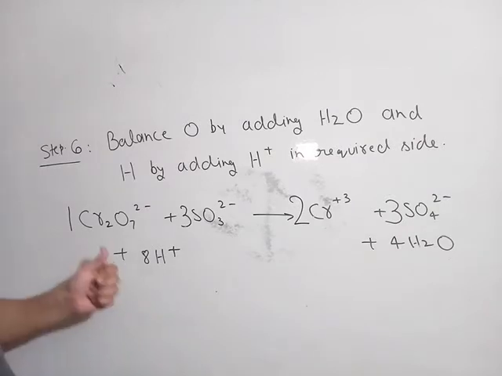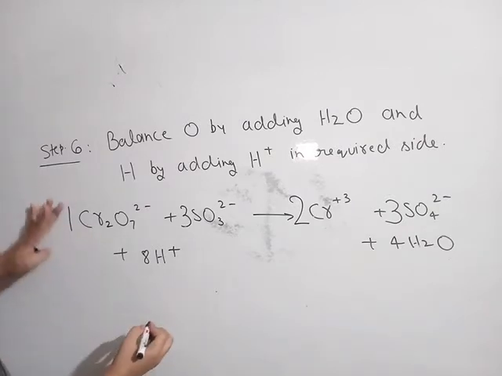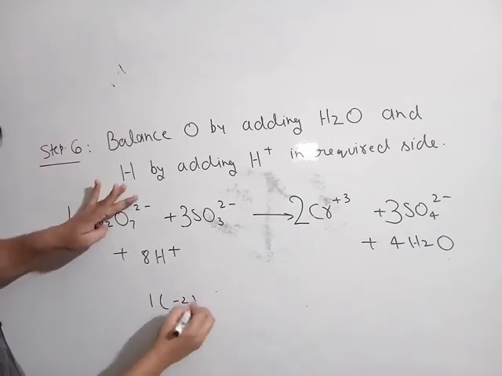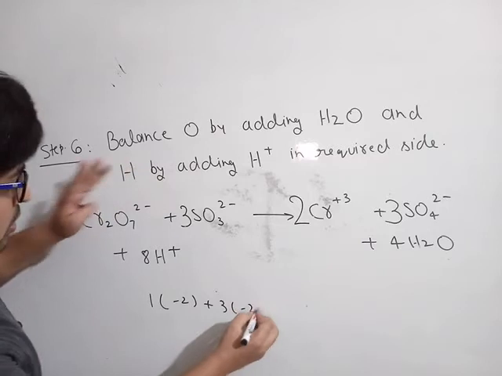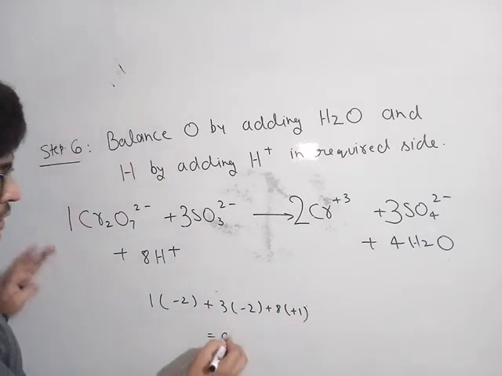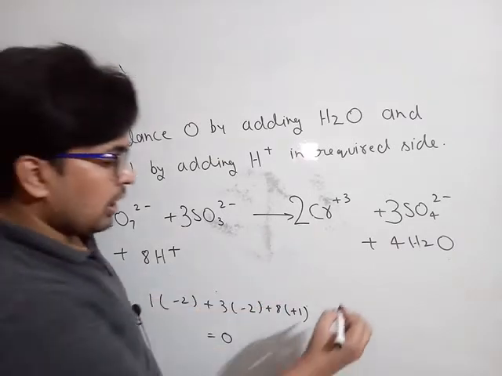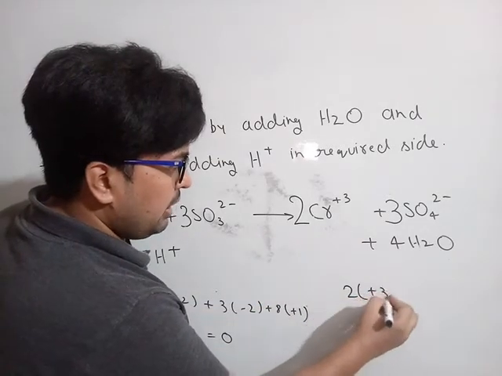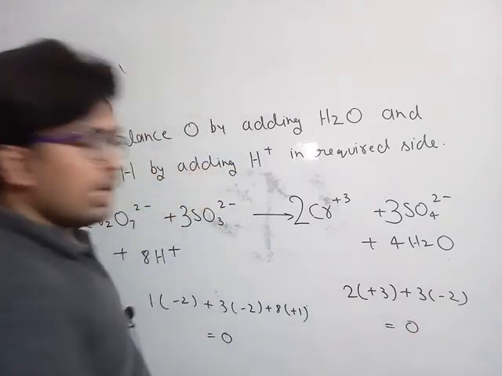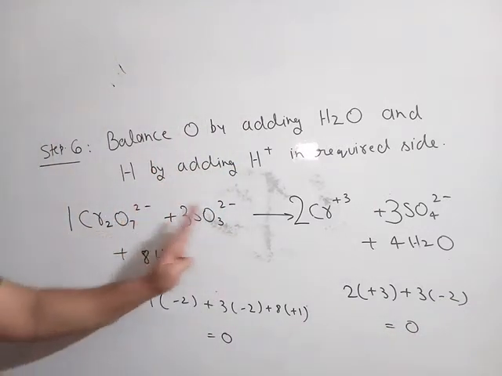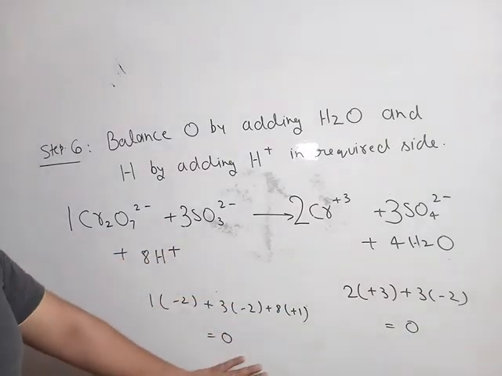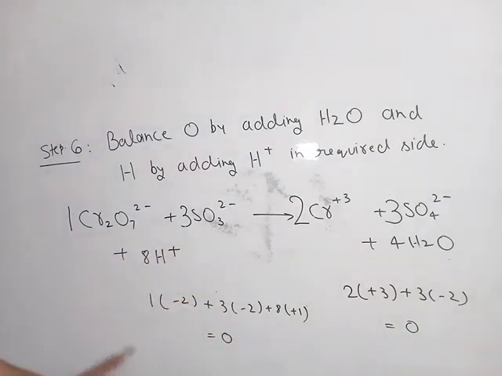Now let's check the charge, whether it is balanced or not. On the LHS, 1 into minus 2, plus 3 into minus 2, plus 8 into plus 1, so we have 0 charge on the LHS. On the RHS, 2 into plus 3, plus 3 into minus 2, that is equal to 0. So we have equal elements and the charge is also the same. That is the balanced equation we are having.